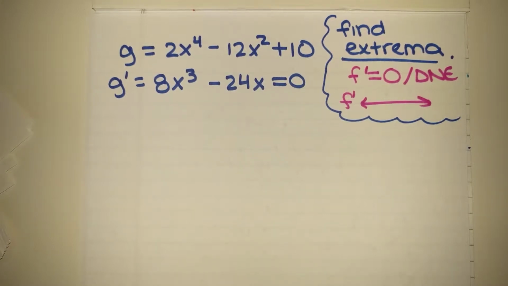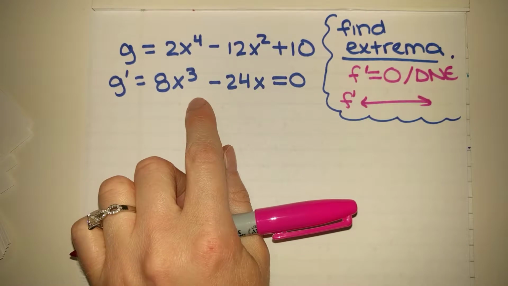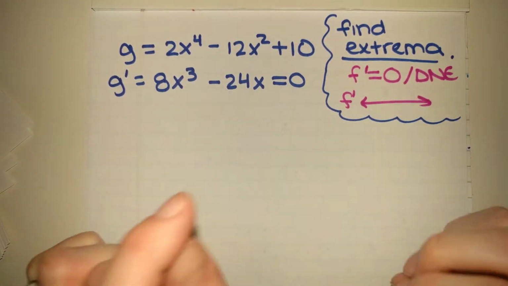Okay, so for this question, we need to find the extrema, and so we will have to take the first derivative. So we'll bring down the 4, subtract 1, and so on. Now, once you are at this point, then you need to solve this equation.